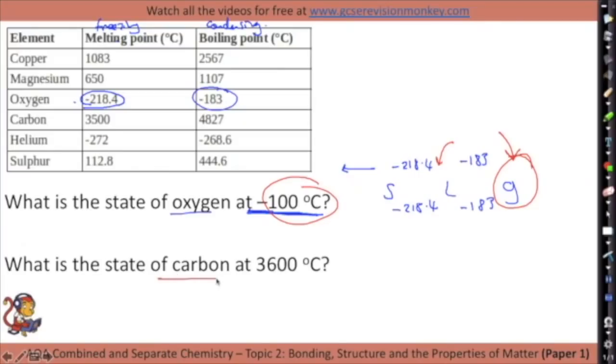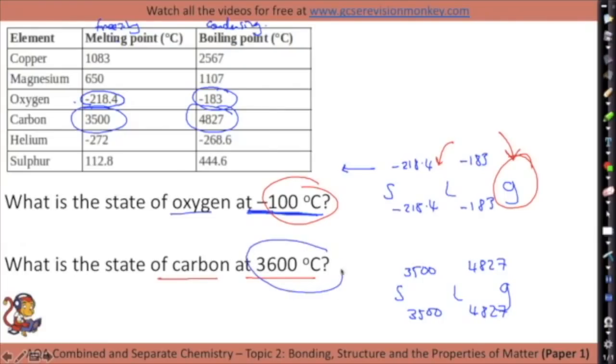For carbon, it says what is the state of carbon at 3600. Again, I'd write my solid, liquid and gas for carbon, and we can see that the melting point is 3500, so is the freezing point, and the boiling point is 4827, and so is the condensing point. So where does 3600 fall? Well, it falls between these two numbers here. 3600 falls between these two numbers, so that means that the carbon must be a liquid at 3600 degrees.